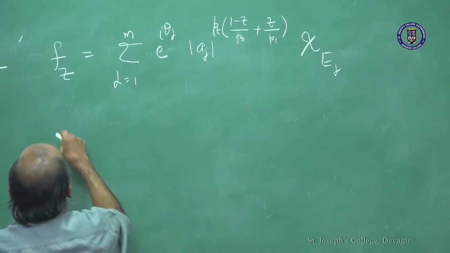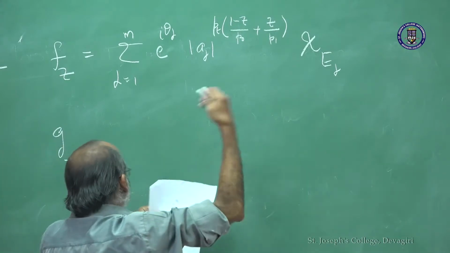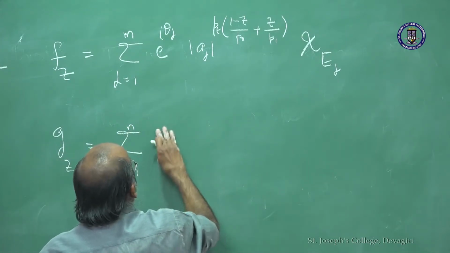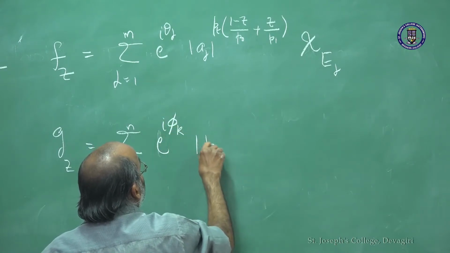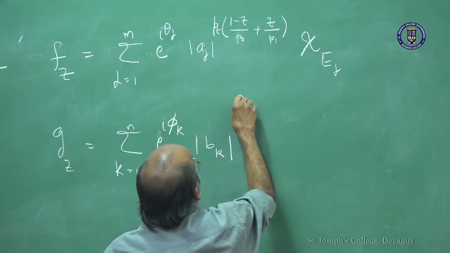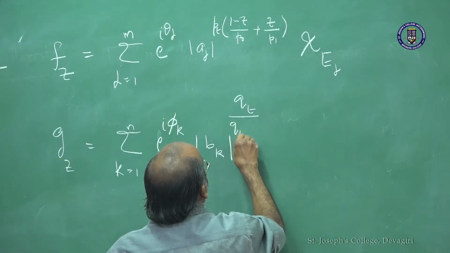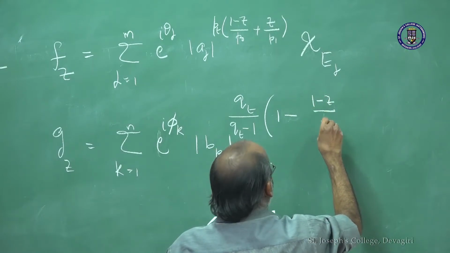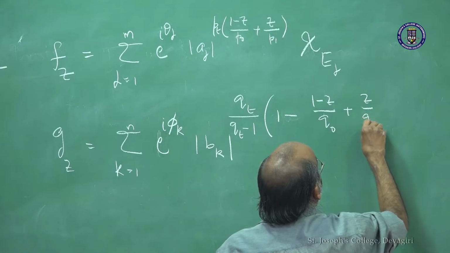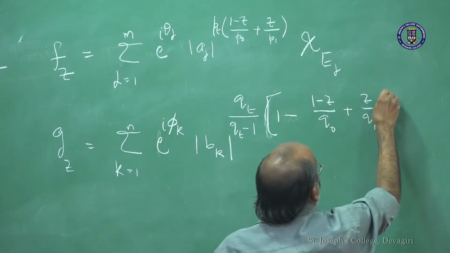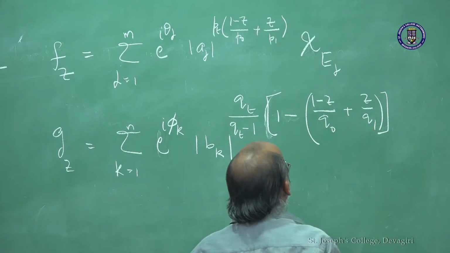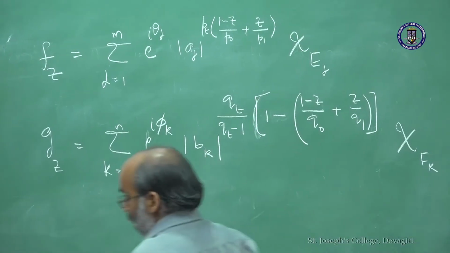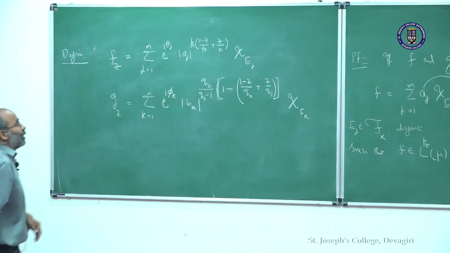And g sub z looks a bit more complicated than f sub z because this is in the dual space. So k equal to 1 to n, e to the i phi k, mod bk to the qt by qt minus 1 times 1 minus z by q0 plus z by q1. As I said, this will look very complicated compared to the other one, but it's because it comes from the dual space. We'll see this immediately. As of now, don't worry too much about these expressions.